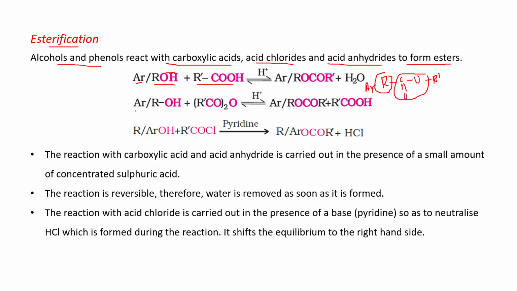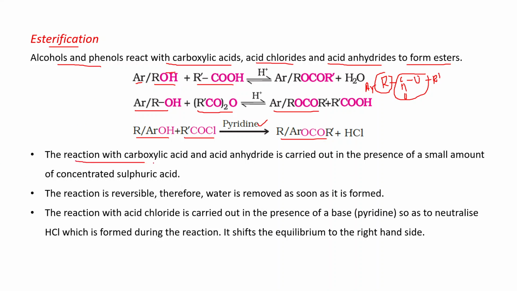Again, when alcohol or phenols react with this, which is an acid anhydride, again we will get the ester. This is again alcohol and phenol reacting with the acid chloride, this is acid chloride, in the presence of pyridine. Again we will get the ester. All these reactions represent esterification.